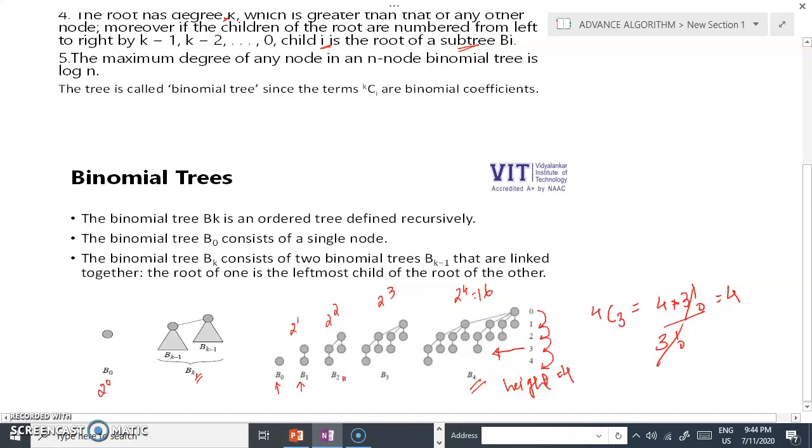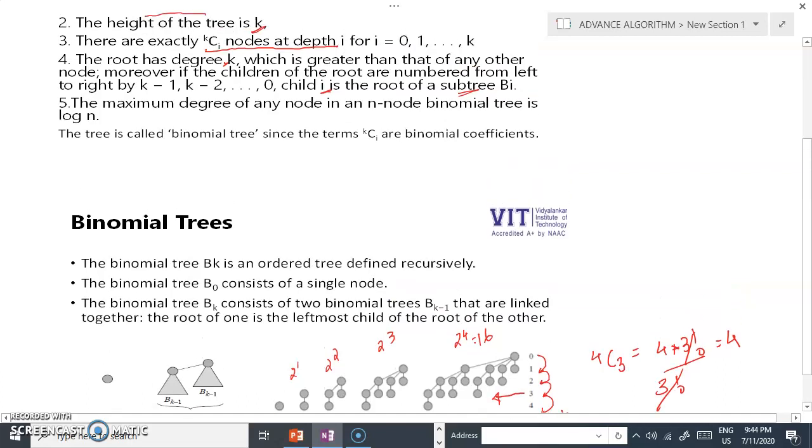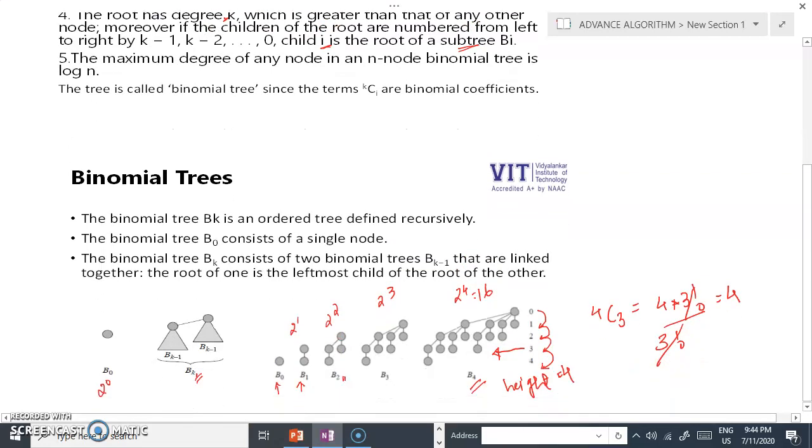It says the root has degree k, meaning the root will have k children. So here degree is 2. So the root will have 2 children. This is my root. It will have 2 children. Here degree is 3. So this is my root. It will have 1, 2 and 3, 3 children. Here B4 degree is 4. This is my root. How many children will the root have? 1, 2, 3, 4. Please try to understand.